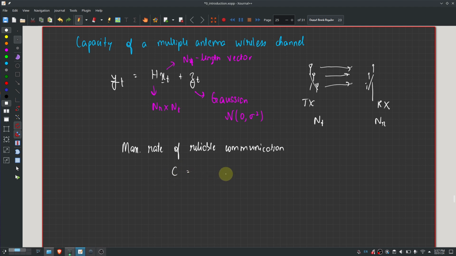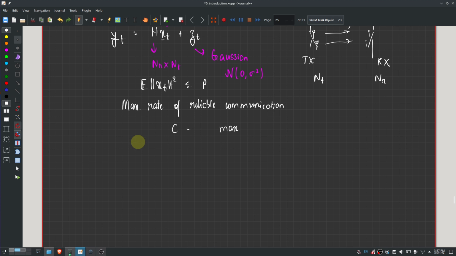This turns out to be the maximum. Of course, now what am I allowed to do? I'm allowed to send any symbols, but at the same time I also have to satisfy some power constraint, right? So at any point, x_t square on average should be less than or equal to P. So this is a maximum of log of the determinant of a certain matrix.